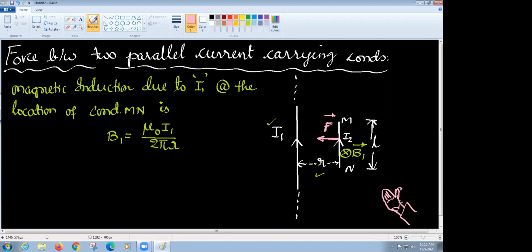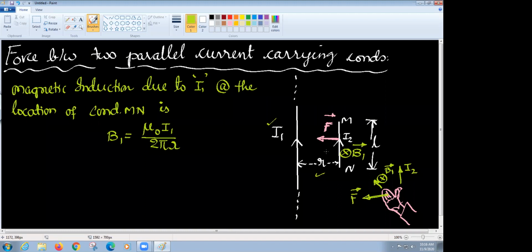Along this thumb, what do you have? The current, this is I2. Now B1 is into the board, right? So those four fingers you have to show into the board. Now the normal to this palm is the force. Yes or not? Yes, sir. So the force you have is like this.